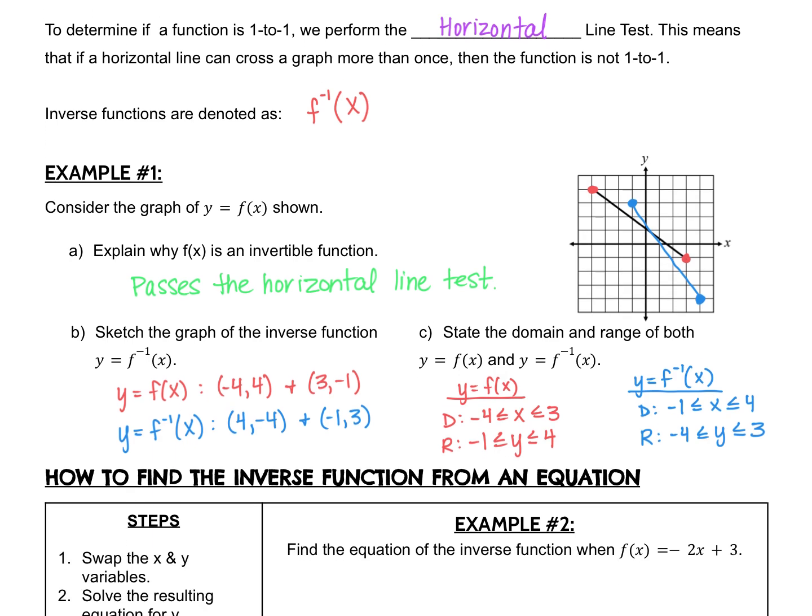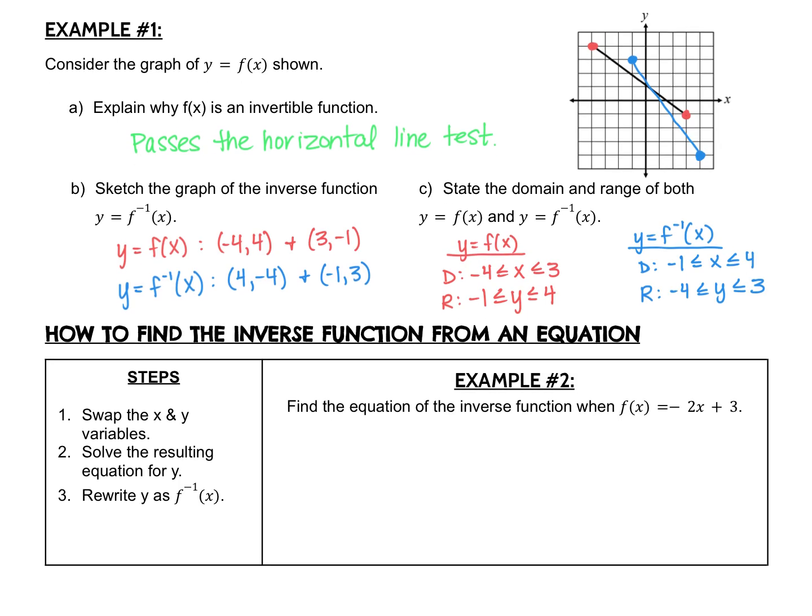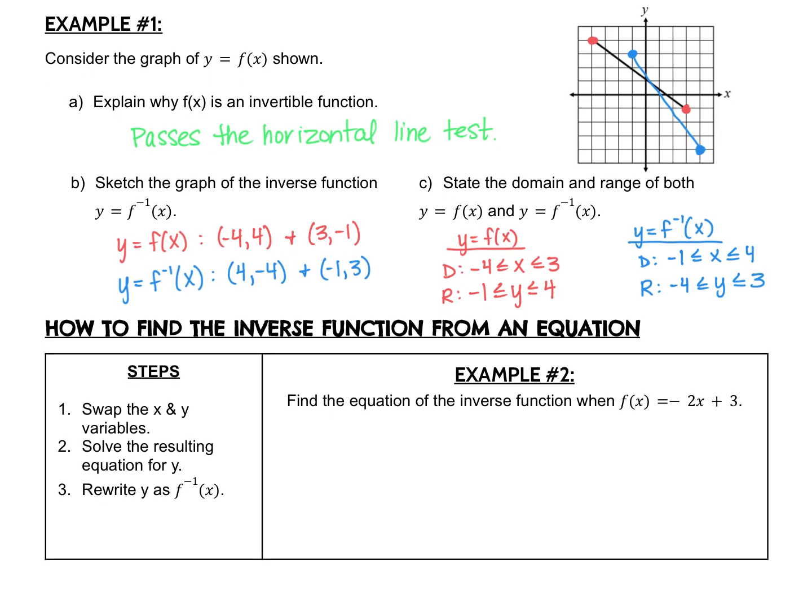All right. So let's look at example number 2. So we're going to talk about how to find the inverse function from an equation. So the steps that you take are, number 1, you are going to swap the x and the y variables. And then you're going to solve that equation that you swapped for y. And then you will just rewrite y as the inverse of f of x.